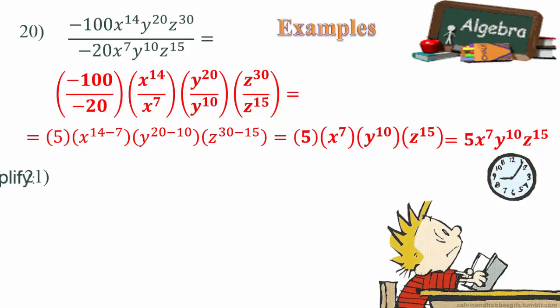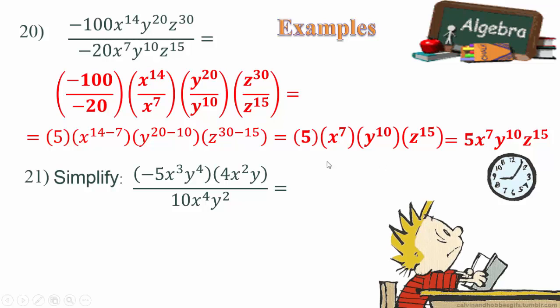In example number 21, we're asked to simplify negative 5x cubed, y to the 4th, times 4x squared, y, and all this divided by 10x to the 4th, y squared. So let's work this out on the whiteboard in detail to see how it is done.